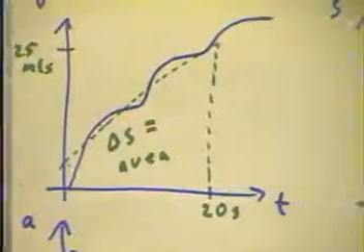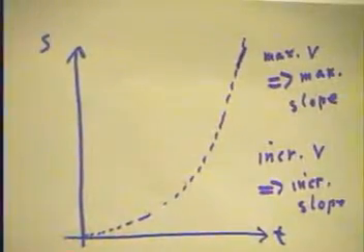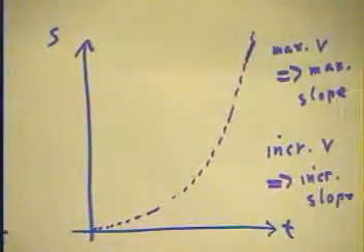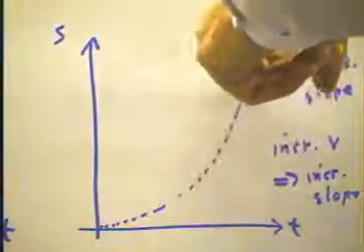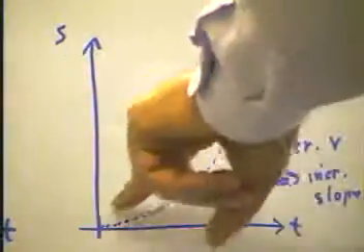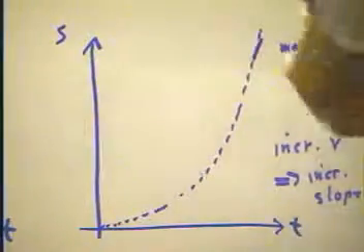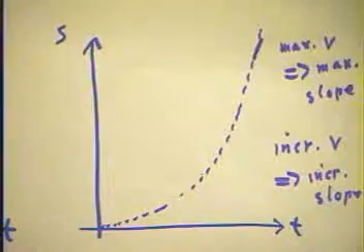This means that the graph of our position versus clock time will have an overall shape that looks something like this, increasing faster and faster, corresponding to the greater and greater areas that we sweep out as we move across the velocity time graph.